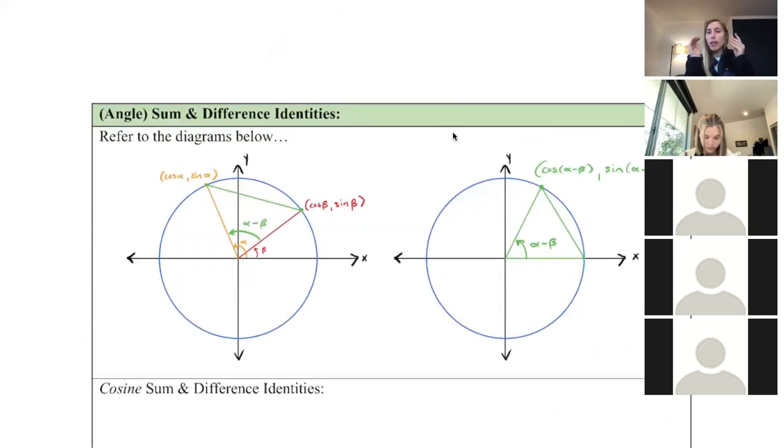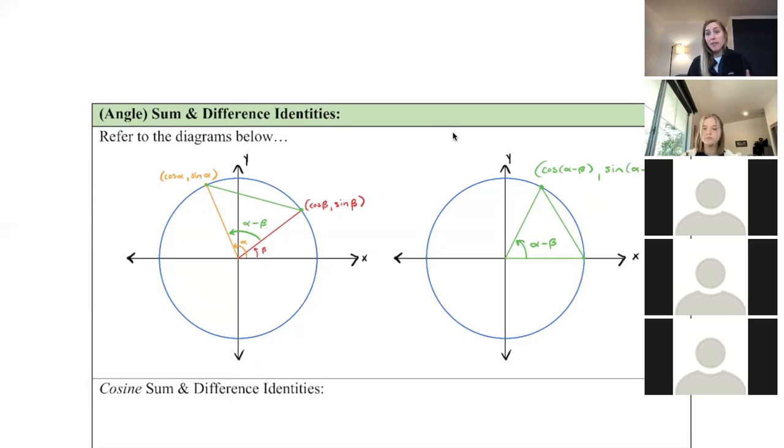I put angle in parentheses here because I think of it more as the angle sum and difference identities, and you'll see why. So once we derive the first one, which I believe will be the cosine difference identity. Yes, the cosine difference identity. I'll show you why I think of it as the angle difference identity. The cosine angle difference identity.